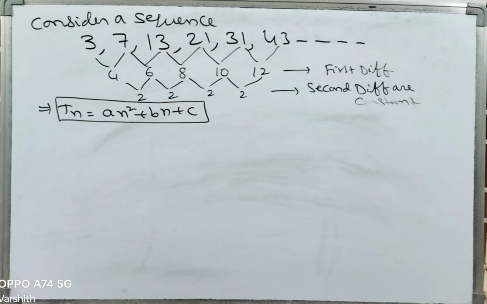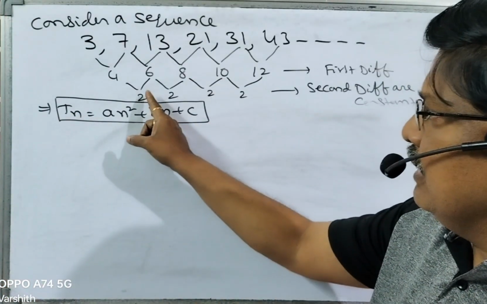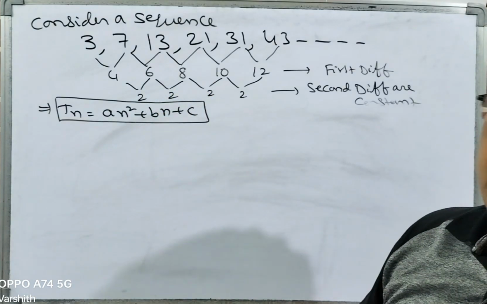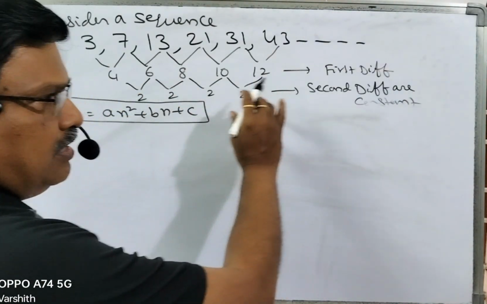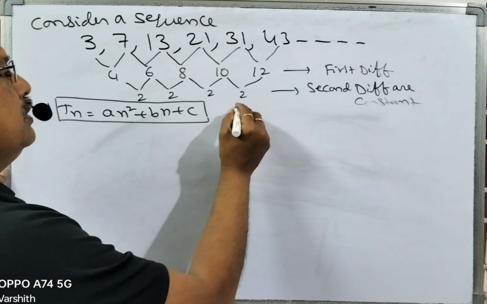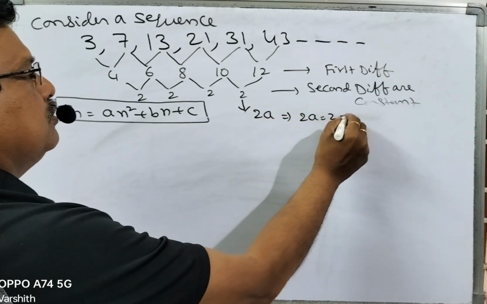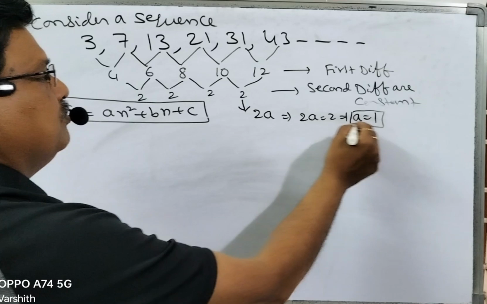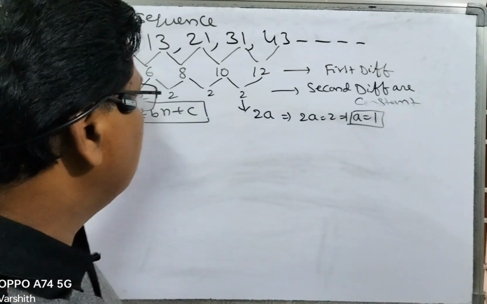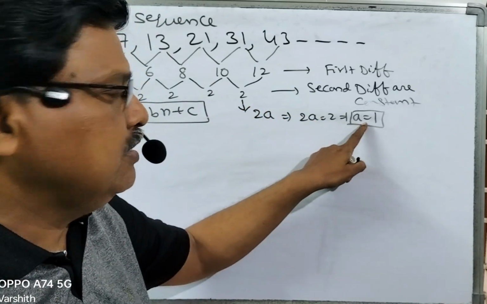Now I want to find the a value easily. The constant second difference value you have to take as 2a. We discussed already that the second differences are constant, and this value we got is 2. This value has to be taken as 2a. That means 2a is equal to 2, which implies a is equal to 1. We got the a value directly. Whatever constant difference we got has to be considered as 2a. That's why a is equal to 1.